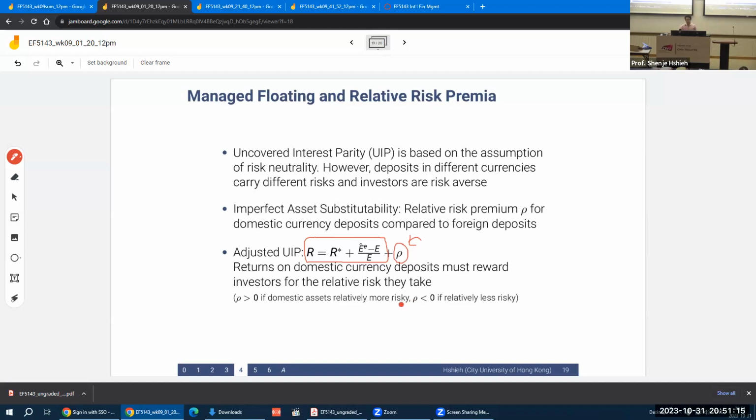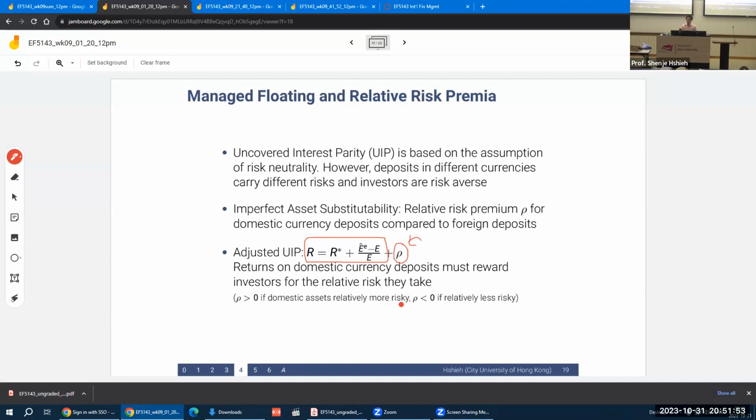So hopefully that's clear. Again, rho is a parameter that represents additional returns in order to make R equal R star plus expected depreciation of the home currency. That additional return represents risk, extra risk to offset the difference in relative default risk of the country. That's how you should think of it when it's positive, but it's equally valid if rho is negative. Suppose the US is the home country and China is the foreign country, then rho would most likely be negative, right?